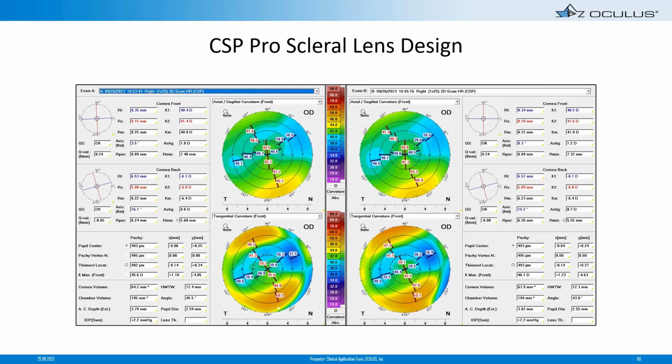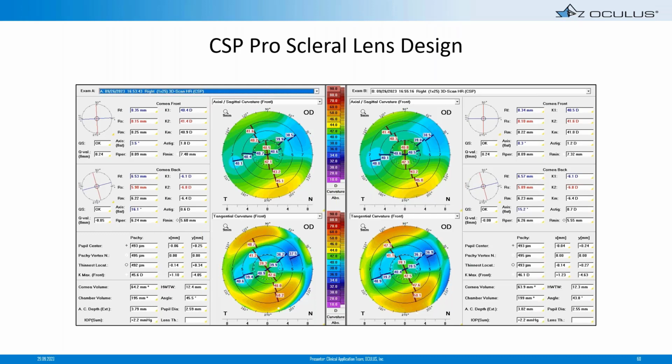Now, what about contact lenses? Well, again, good scans equal good lens design, bad scans equal bad lens design. Here I have an example of a right eye, 2 scans taken, again, just a few seconds apart. When you look at the sagittal maps and the tangential maps, there really isn't a big difference between these 2 maps. So I'm actually pretty happy with these 2 scans.